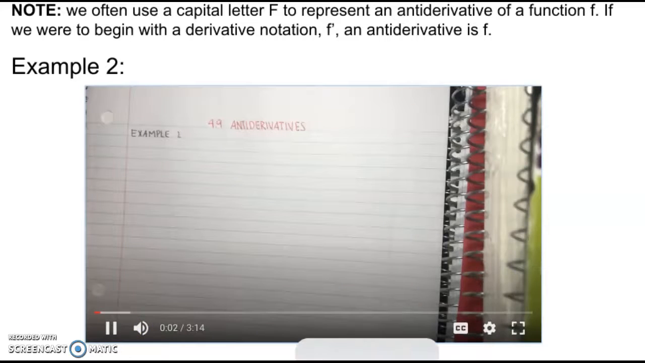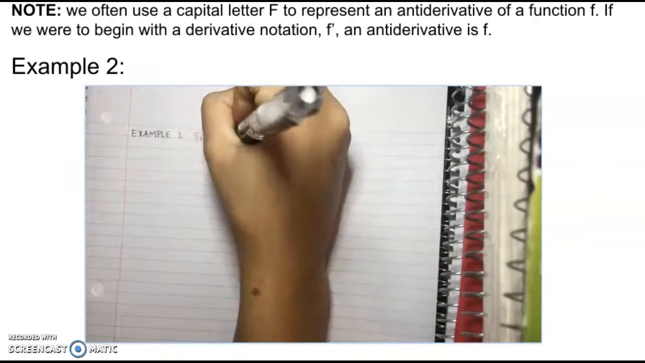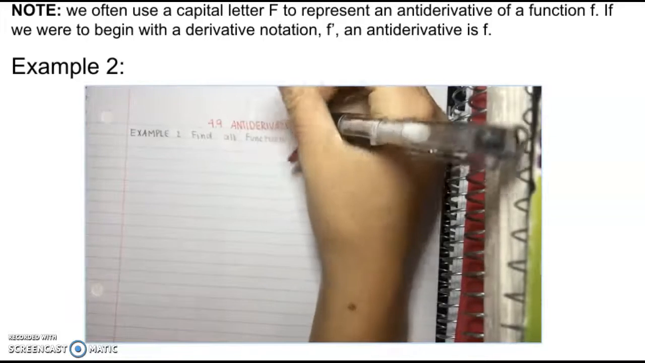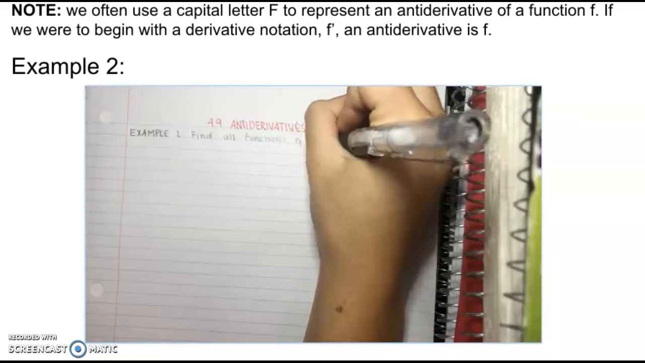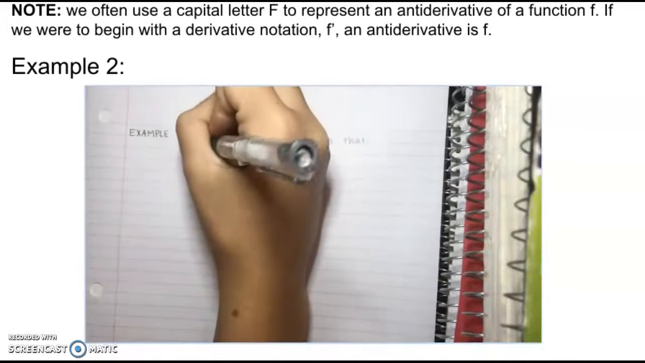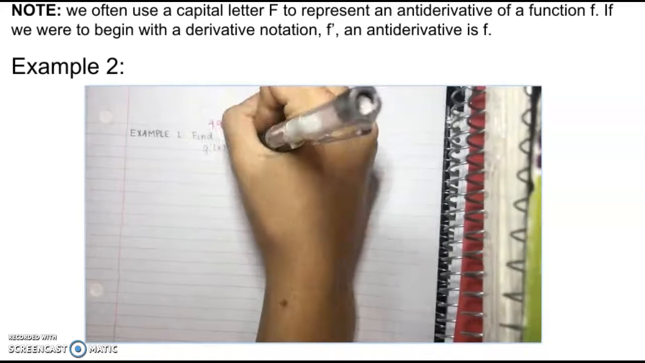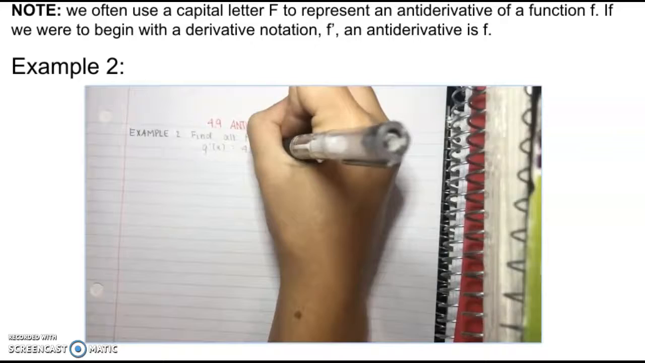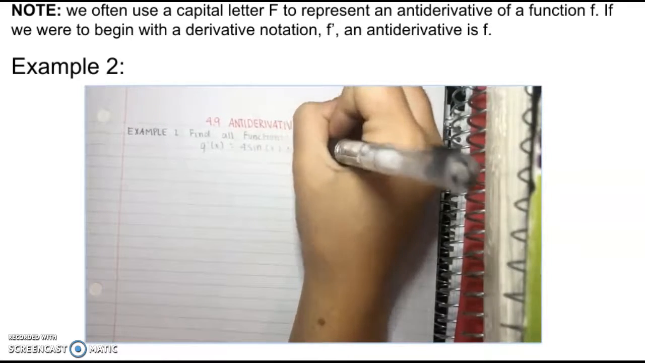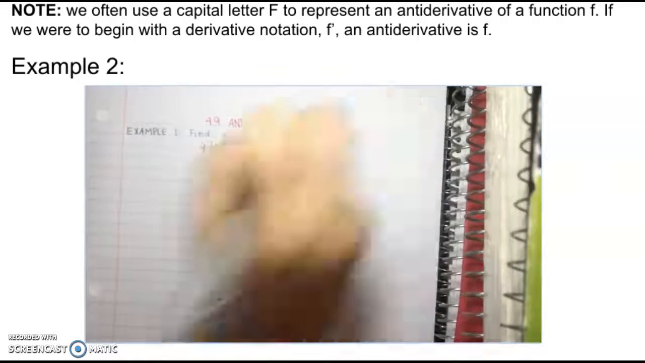Now, for example 2, we are going to find all functions g such that g prime of x equals 4 sine of x plus 2x to the fifth minus square root x all over x.